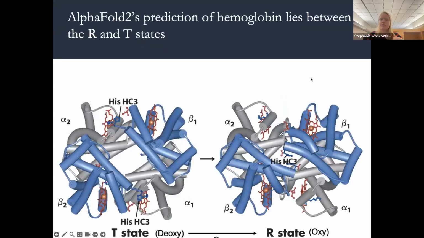And so if we then focus on a very classic structure that goes between two different states, and these states being incredibly important, we can think about hemoglobin. So hemoglobin goes between the T state, the tense state, and the relaxed state. And this is its difference of being able to bind to oxygen. And so you can see in these two structures that there's a narrowing and quite a conformational change.